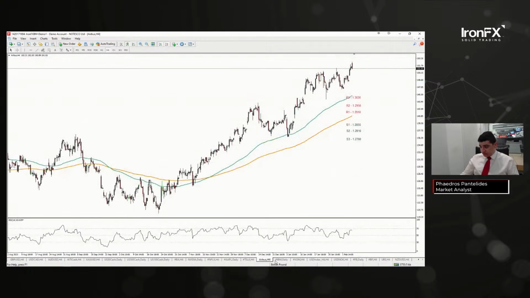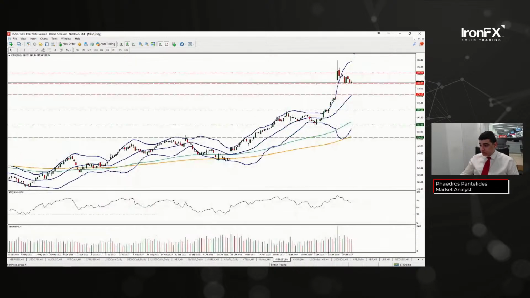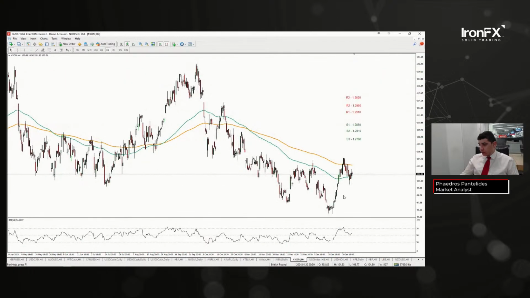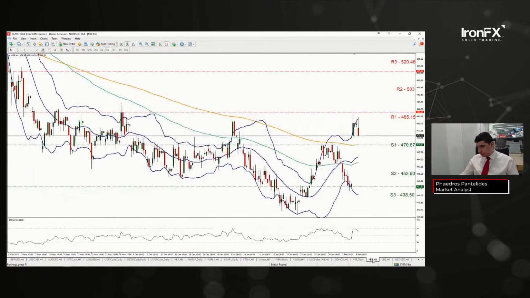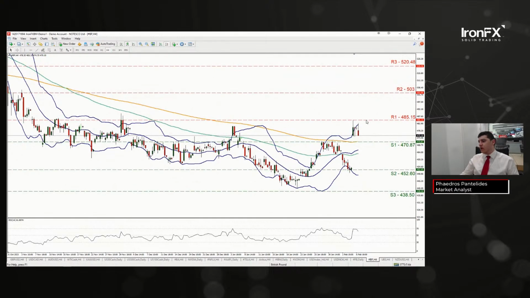Let's see. I like looking at ExxonMobil. Anything interesting? BP, nice earnings. Touched nicely on R1. 485.15. 70, bullish market tendencies. If it comes back down to S1 and then continues moving higher, I would not be surprised.